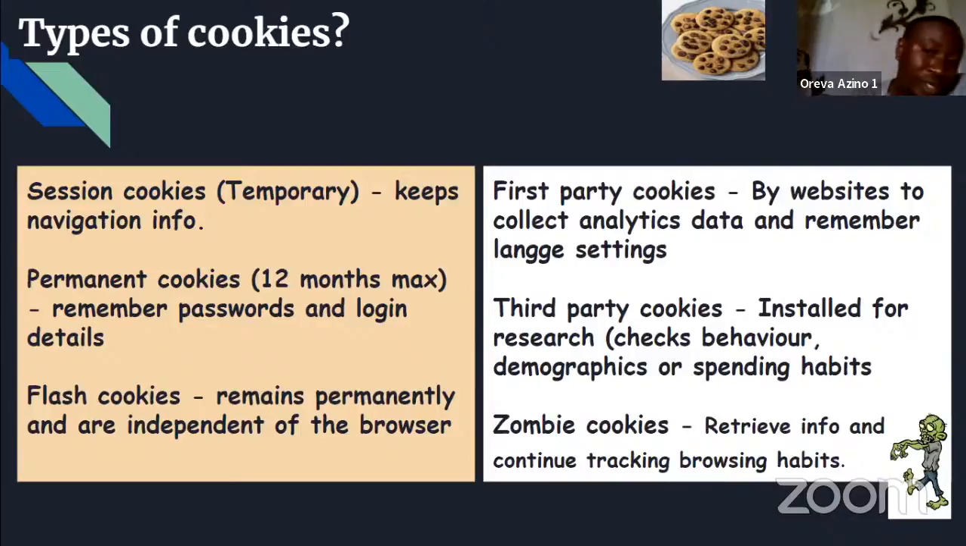Many persons don't really read cookie notices, and that's why we do have a type of cookie that's quite dangerous, which is the zombie cookie. Now, this zombie cookie is kind of illegal, but most websites still use it. They retrieve info and continue tracking browsing websites. Why do they even call it a zombie cookie? It's because the cookie doesn't ever die. It doesn't delete. You can't delete it unless you wipe your entire system clean. The zombie cookie would remain. And even if you delete it, it still comes back up. That's why it's called a zombie cookie.